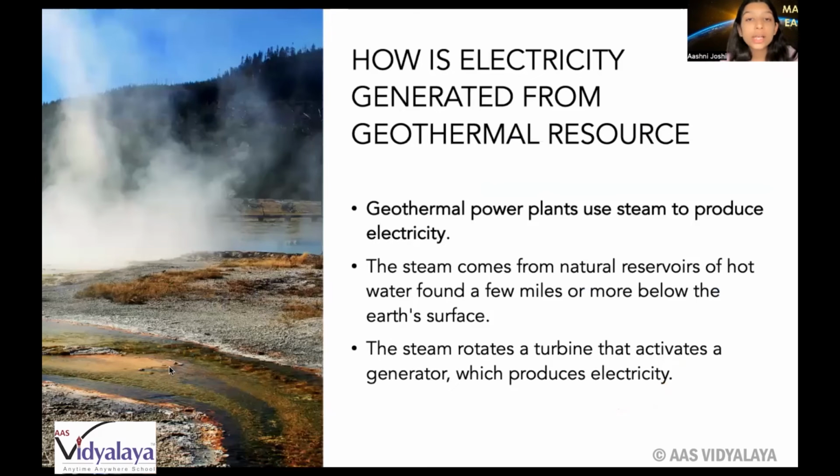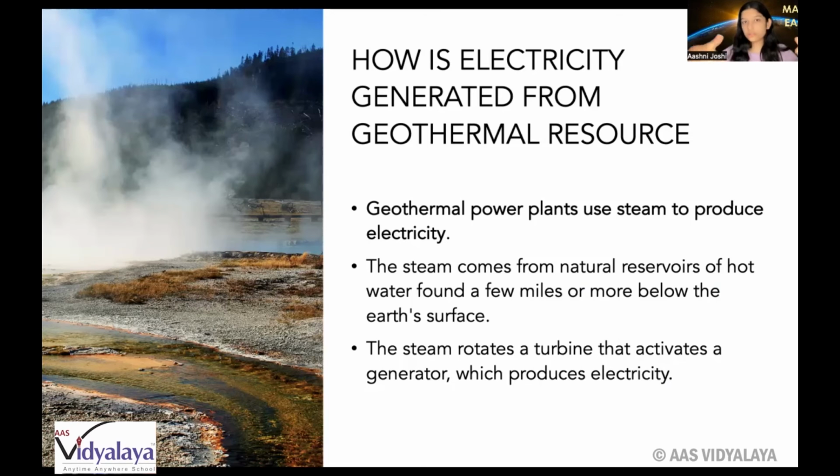How is electricity generated from geothermal resources? Geothermal power plants use steam to produce electricity. Now, this was what I was talking about. In wind energy, we used wind. In hydropower, we used water. In geothermal energy, we're going to use steam. Now, where do we get this steam from? So this steam comes from natural reservoirs of hot water found a few miles or below the Earth's surface.